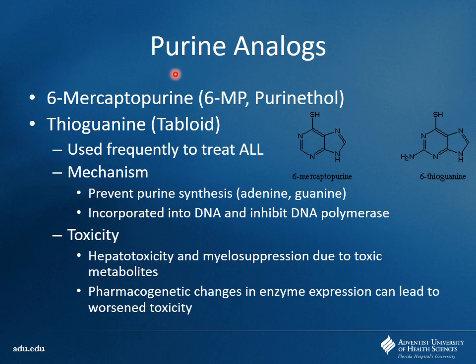Okay, then moving on, we have our purine analogs. These are going to be mimicking things like adenine and guanine, instead of cytosine and thymidine. So we have 6-mercaptopurine, or 6-MP, as it often gets abbreviated, and they also have thioguanine. Again, very often used for leukemias and whatnot. We use it very, very commonly.